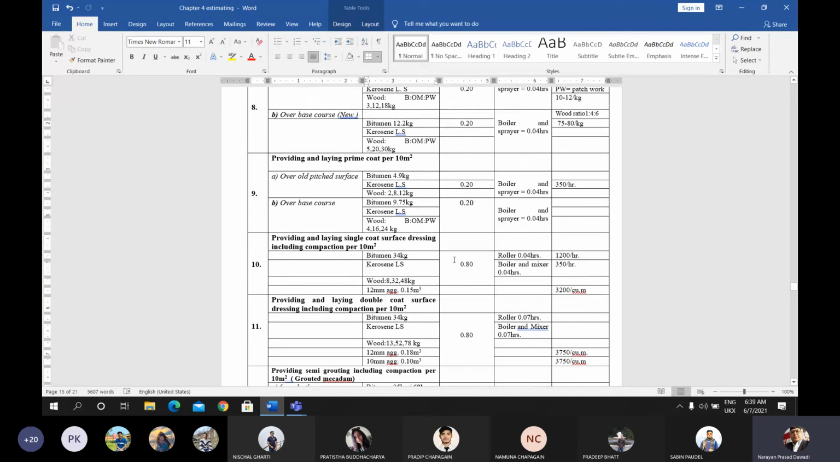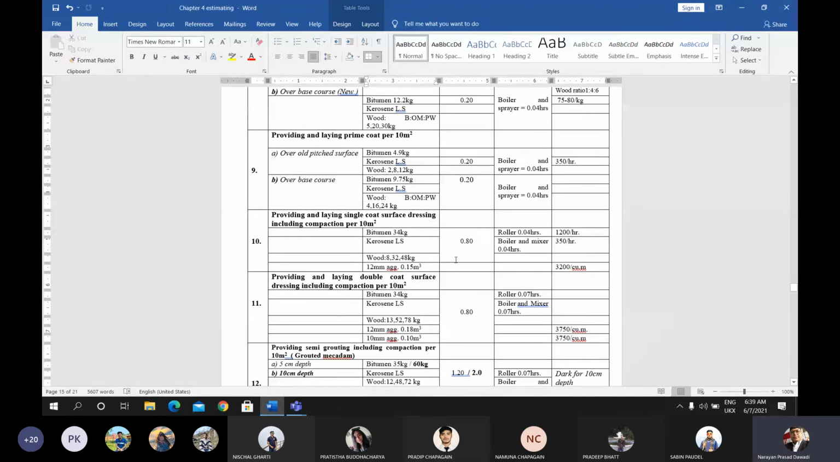Okay. Now, providing and laying single coat surface dressing. This is the surface course. After laying the tack coat, the surface course is provided over the prepared base course, prepared with the prime coat and the tack coat. You can apply the surface dressing, or penetration macadam, or grouted macadam, or maybe bituminous carpet.